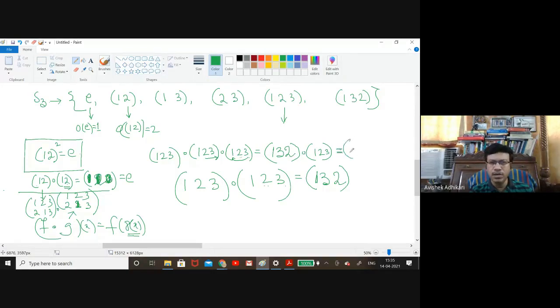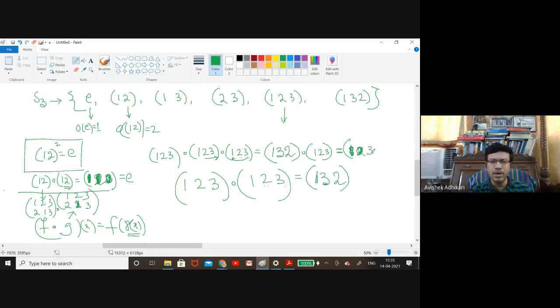So here 1 goes to 2, and then 2 goes to 1. That means 1 goes to 1, so I don't need to write it. Start with 2: 2 goes to 3, and then 3 goes to 2. That means 2 goes to 2, so we don't need to write 2. So I'm cutting 3.